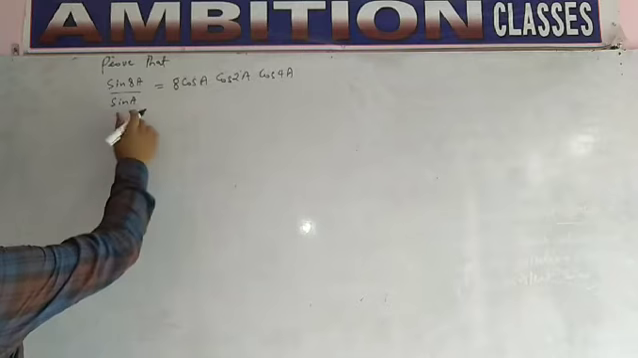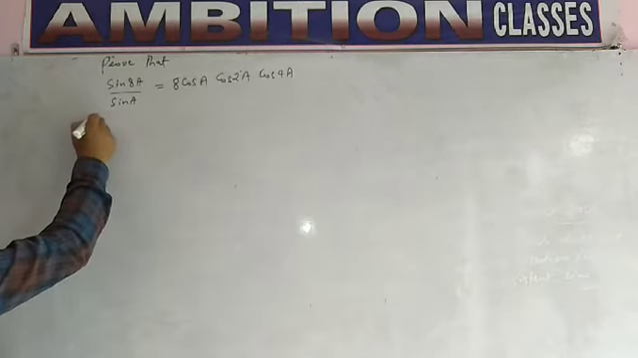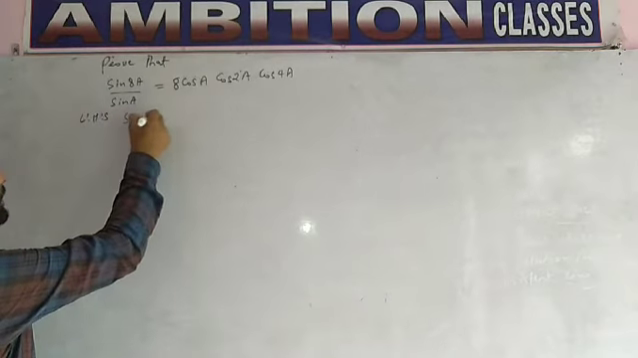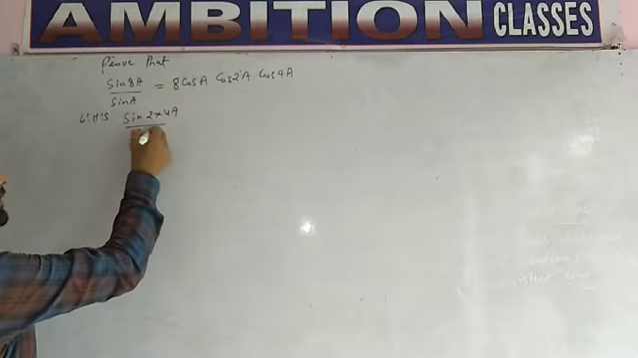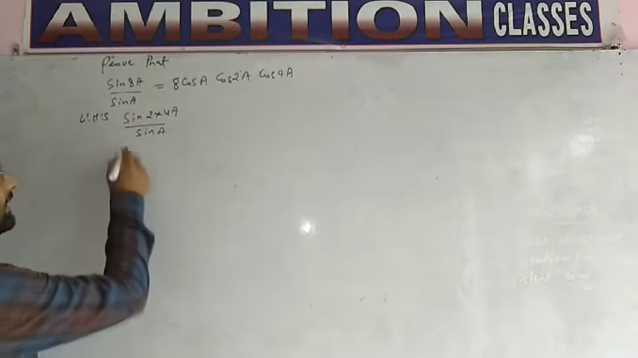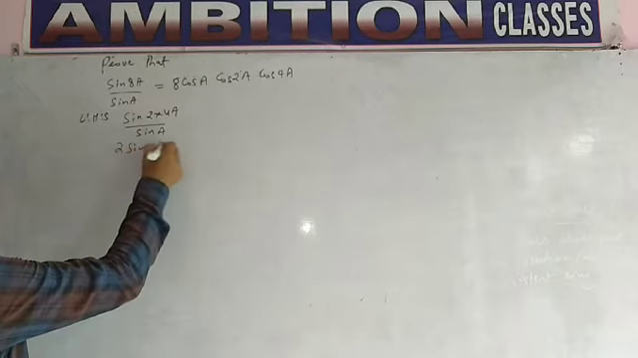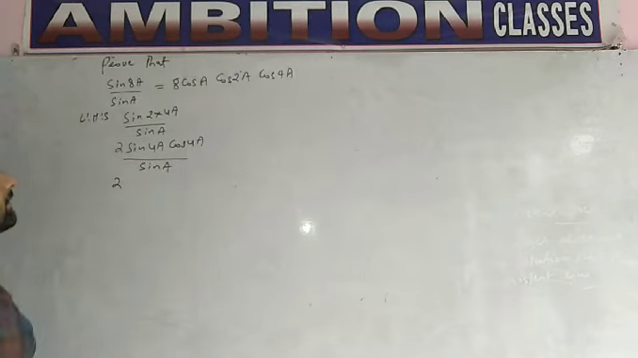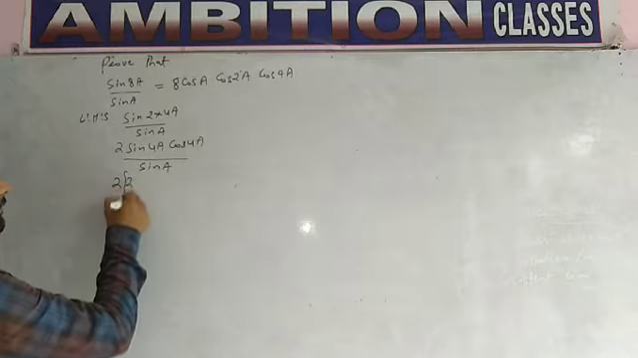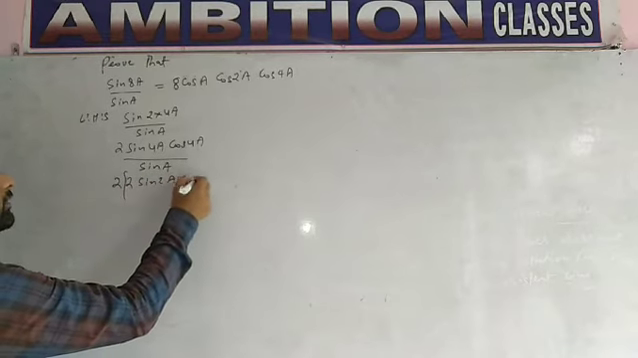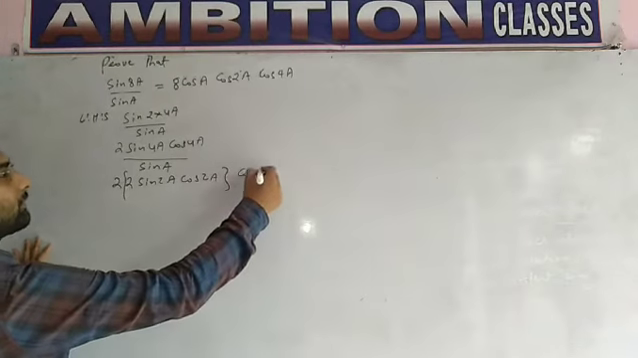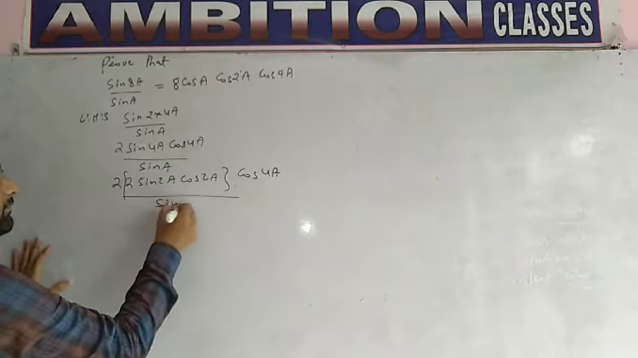Students, for sine 8a we can write LHS. For sine 8a we can write sine 2 into 4a upon sine a. And for sine 2a we have the formula 2 sine a into cos a. Now let's apply the formula, students. For sine 4a we can write 2 sine 2a into cos 2a. For cos 4a, let it be like this only, cos 4a upon sine a.